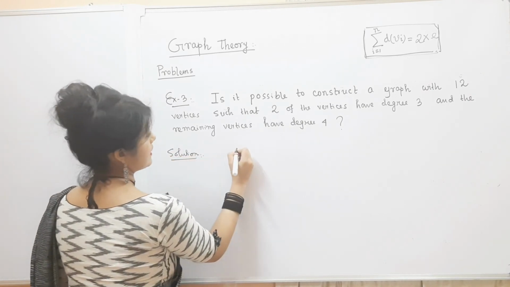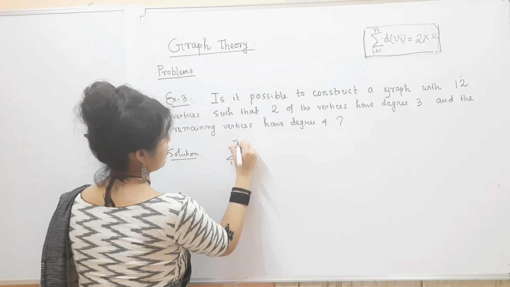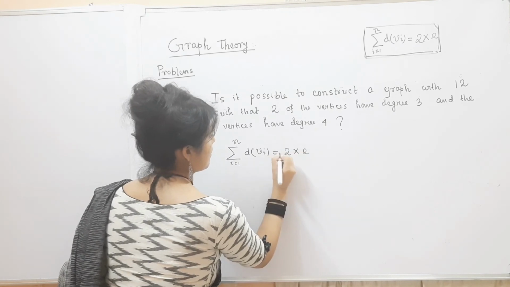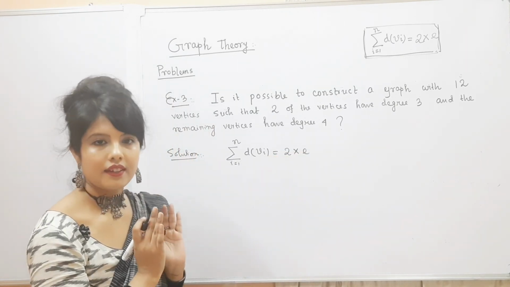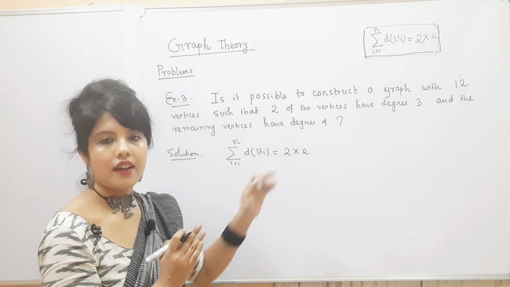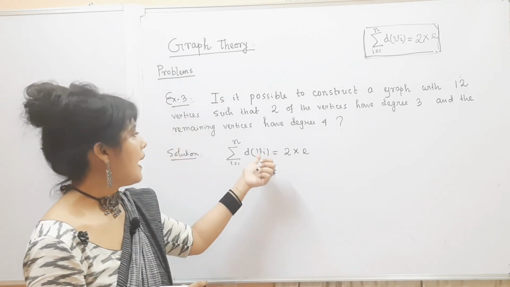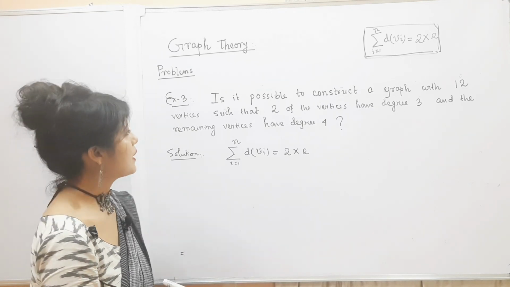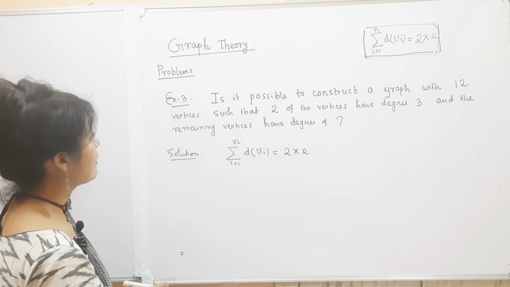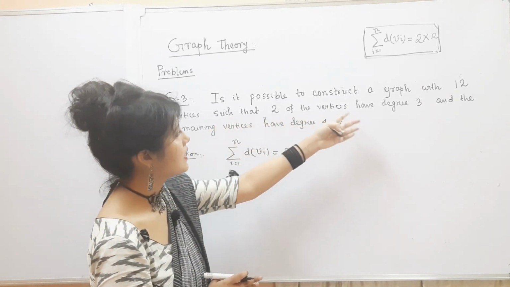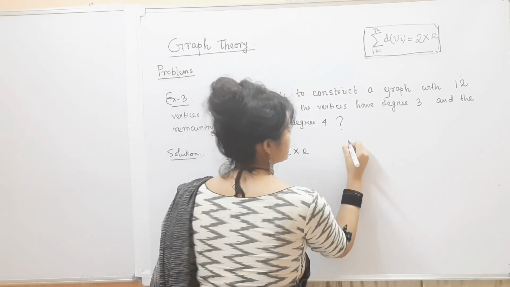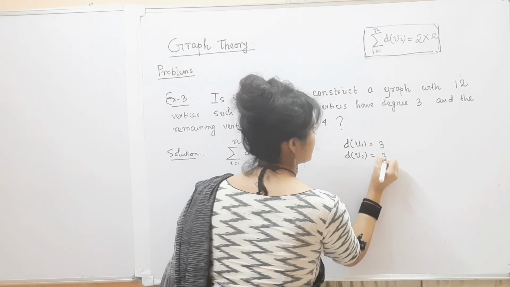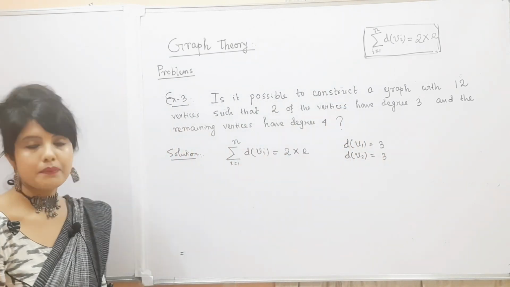The solution is, I will use this same formula, that is, the sum of the degrees of V1, V2 up to Vn is equal to 2 into E, where V1, V2 up to Vn are the vertices and E is the number of edges. Now, 12 vertices such that 2 are of degree 3. So suppose degree of V1 is 3 and degree of V2 is 3.